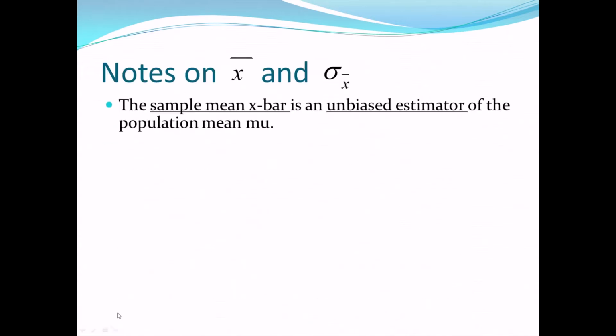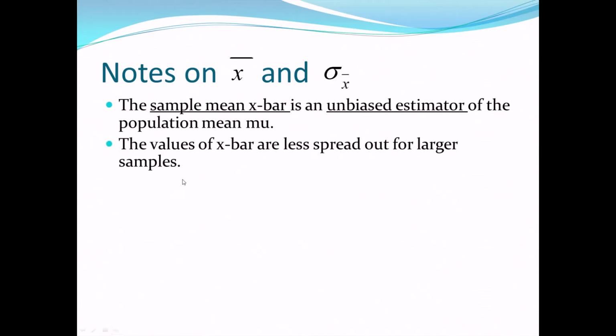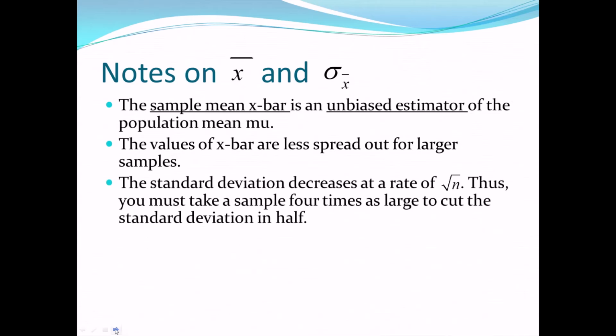Just some things. Remember, I just now mentioned that the sample mean x bar is an unbiased estimator of the population mean mu. Values of x bar get less spread out for larger samples. That makes sense, because the more things you average, the more accurate that average gets. This is important because I can see this morphing into a test question or an AP question.